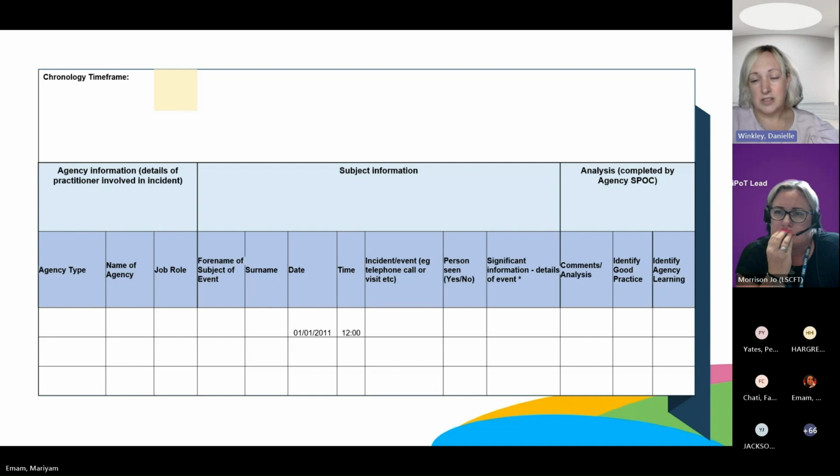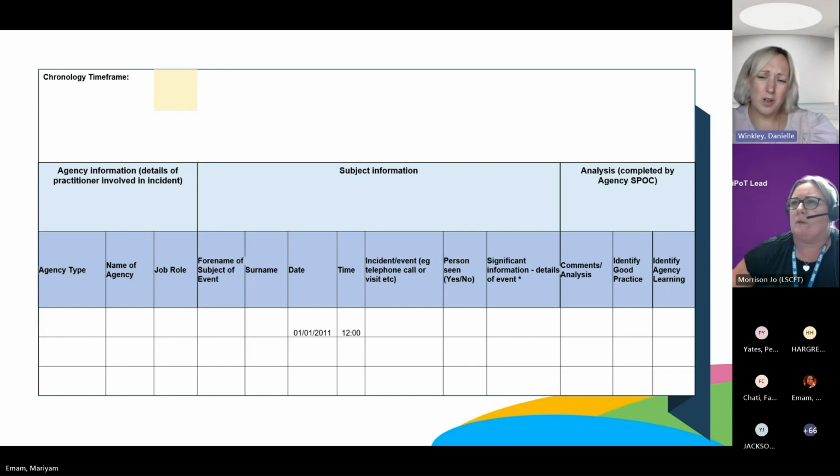And then if there's any agency learning, we often have lots of discussions in the rapid reviews around these last three columns, because we need to know from other agencies what has worked really well for them. But also, where could things have been better? Where could things have been improved upon? And is there a reason that that wasn't done?